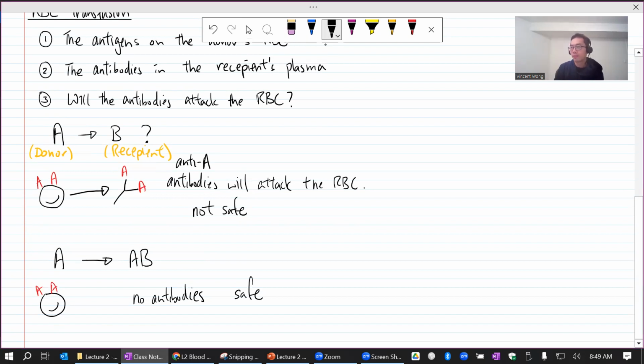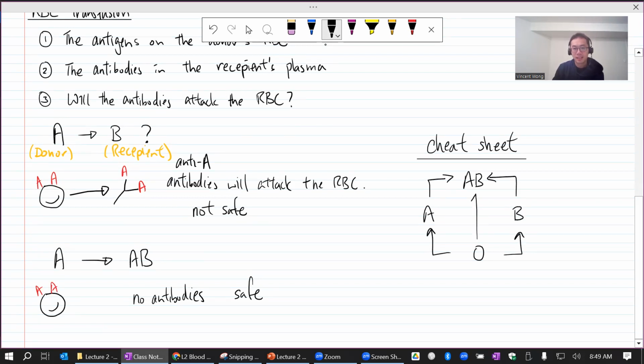Okay? Everybody happy? All right, so this is the cheat sheet. Everybody loves a cheat sheet, right? I love cheat sheets. You can put this on a sticky tag and stick it on the computer when you take the test. This tells you the compatibility. If you don't want to think about it, if you just want the answer, then this is going to tell you who can give to who. But of course, I encourage you to understand it.